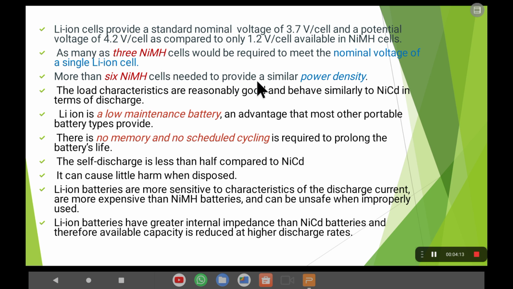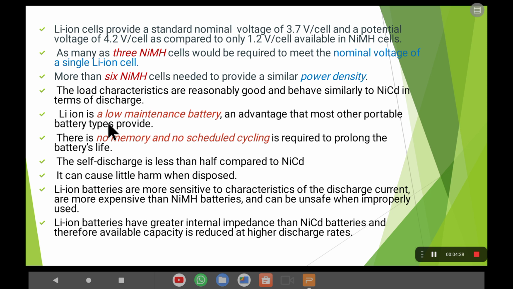The power density is also very good in lithium batteries. To provide the same power density, it requires around 6 nickel metal hydride cells compared to lithium batteries. The load characteristics are also reasonably good and behave similarly to nickel cadmium in terms of discharging rate.